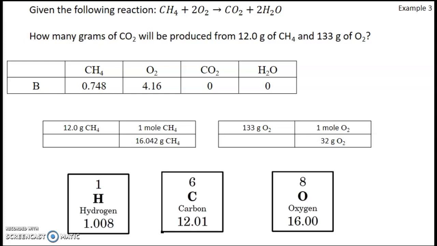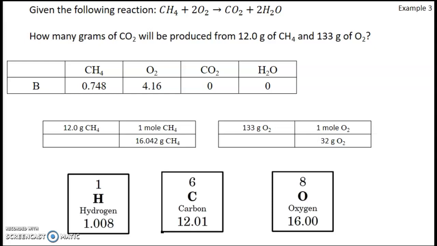Here I need to make a very important statement. The only numbers that go into a BCA table must be moles. You may only put moles into your BCA table. So before we start putting in 12 grams and 133 grams, we have to change those numbers from grams into moles because they must be in moles to go into the BCA table.